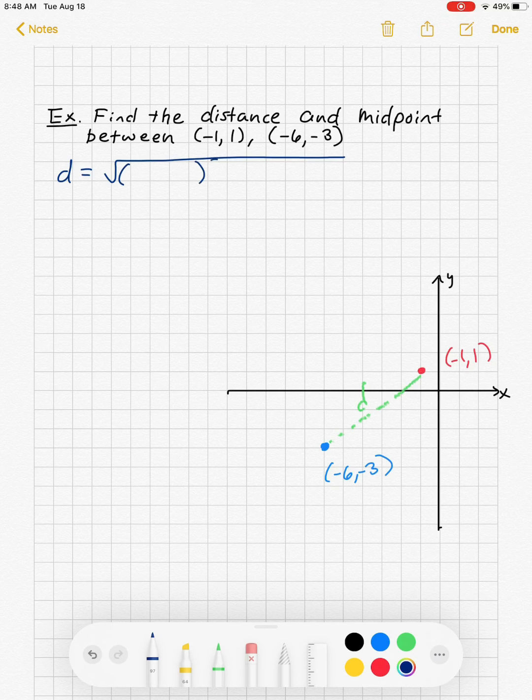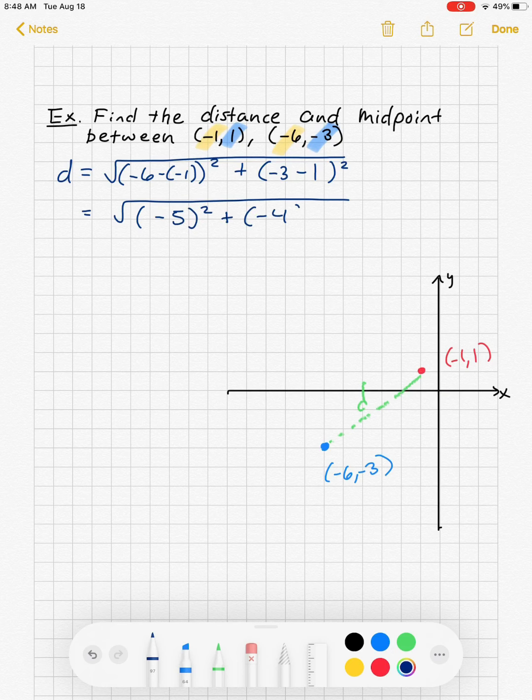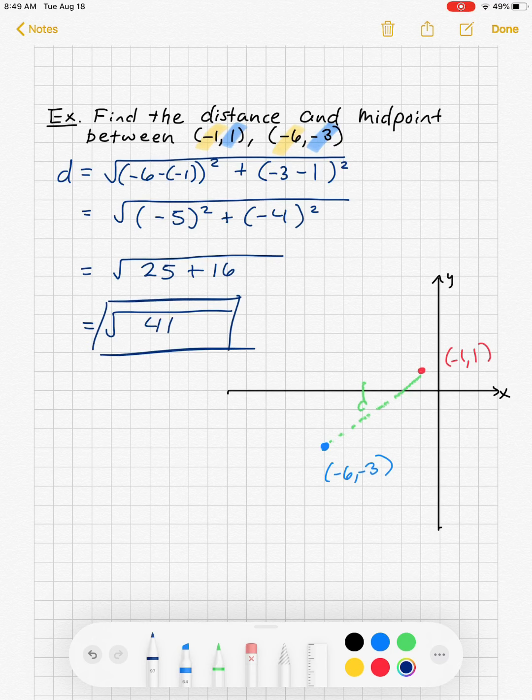So how does that one look? It looks like this, right? So I do x2 minus x1, -6 minus -1. Then I do y2 minus y1. Do the algebra. So I have a double negative. So that's -6 plus 1. And then -4 squared. 25 plus 16. So what is that? Square root of 41? 41 is prime. So let me double check.